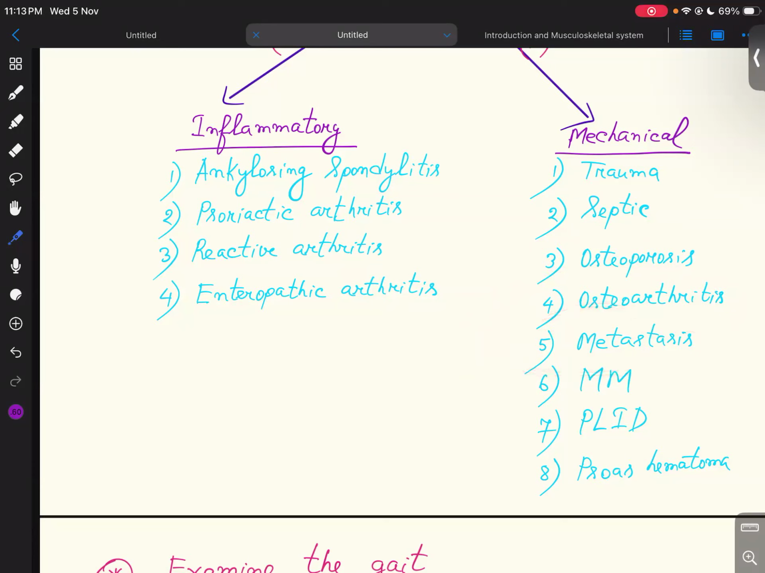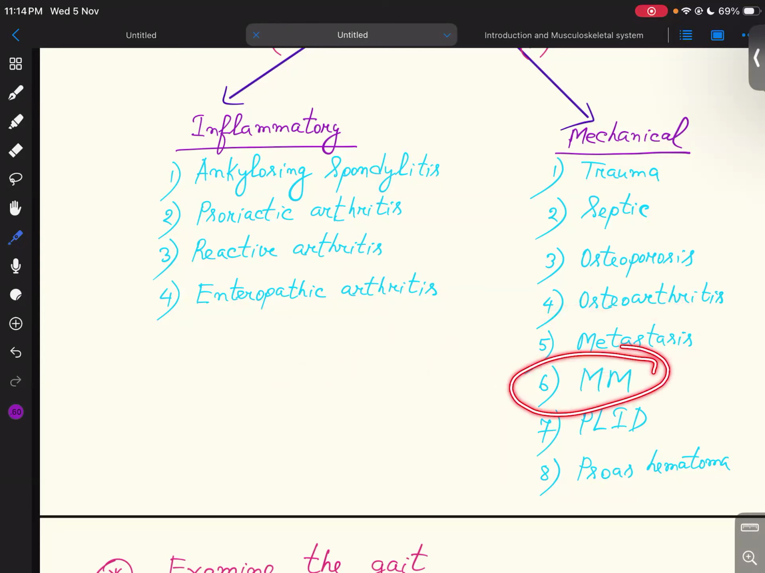For the metastasis, the patient will typically feel pain that wakes her from sleep at night. That is a red flag sign. And in the past medical history, the patient can give you some history of breast cancer 5 years back or 10 years back. The patient can give you some history of prostate cancer that occurred 7 years back. Now the patient has come with low back pain that is mechanical. So metastasis will be a differential diagnosis.